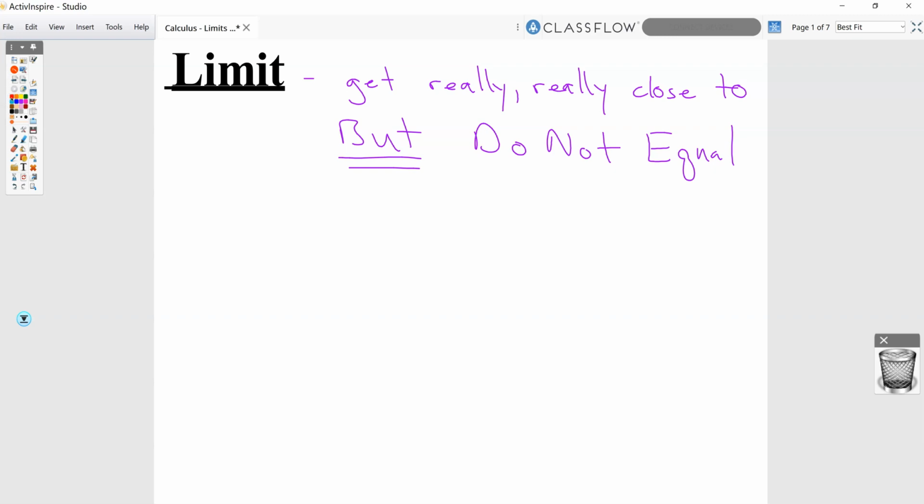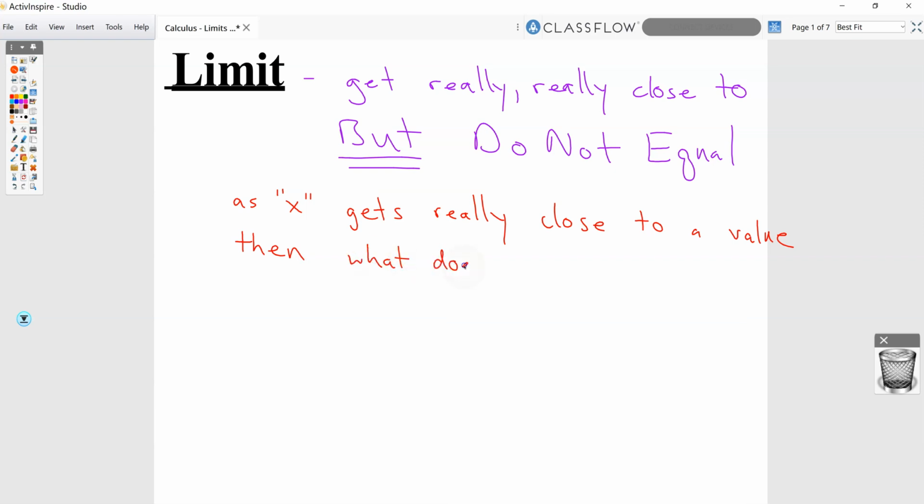When I say get really, really close to, that means as the x value gets really, really close to a value. As you let the x value get really, really close to equaling some number, the question, or what we're trying to figure out, is then what does the y value get really, really close to?